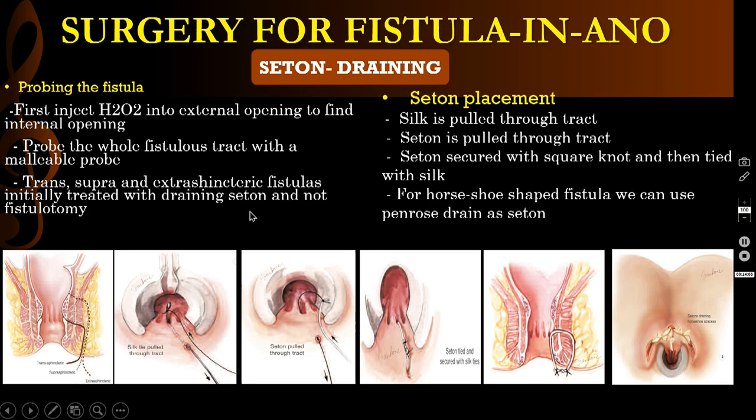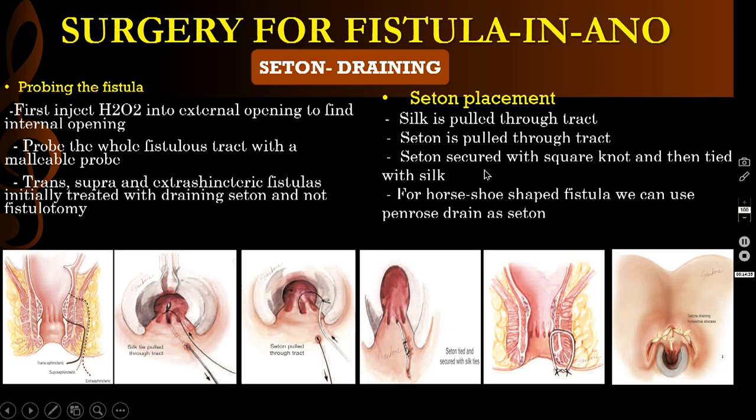We should initially put a draining Seton. Seton, how to place. After putting this probe inside, you tie a silk thread here, pull this malleable probe outside so that the silk thread will go inside. Then tie the end of the Seton to this silk thread. Again pull the Seton through the tract.